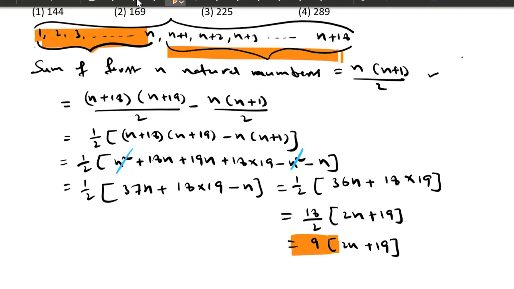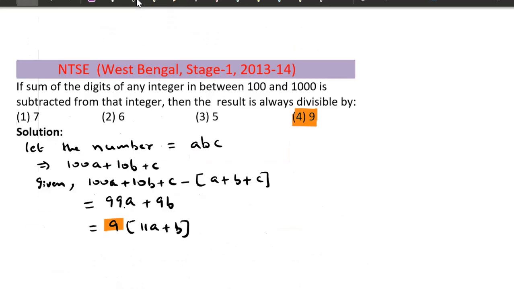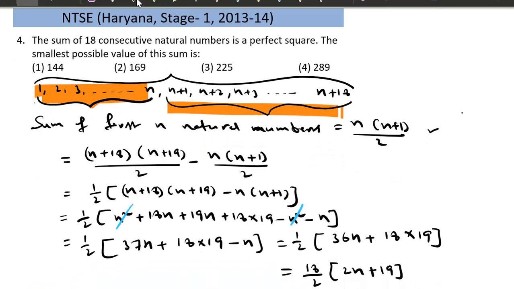So this is divisible by which of the following numbers? He has given it like this: the sum of 18 consecutive natural numbers is a perfect square. Then find the smallest possible value of that sum. That sum must be divisible by, see here, finally we got 9 into 2n plus 19. That is the sum. So that sum is divisible by 9.